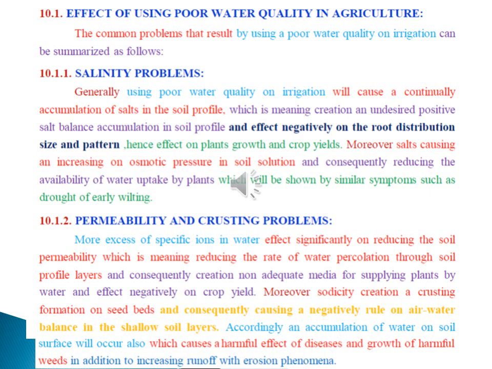Also, number 2, permeability and crusting problem. There are many specific ions in water, an excess of which causes reduced soil permeability. Hence, a non-adequate medium for supplying plants with water is created, which affects crop yield significantly, in addition to the toxicity problem.